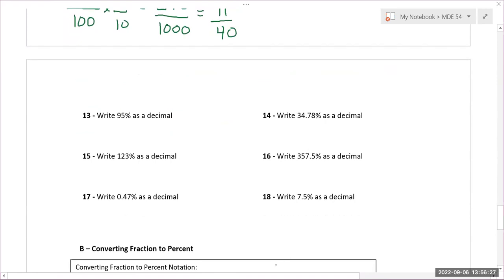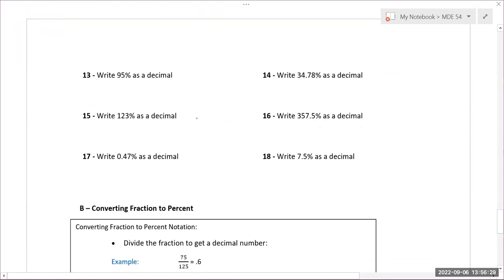And again, take time to go through these, make sure they make sense on your own. This one, if I want to write it as a decimal, I go 1, 2, 3.575. If I want to write this as a decimal, 1, 2, 0.3478. So again, 1, 2 over, there's your percent to decimal.